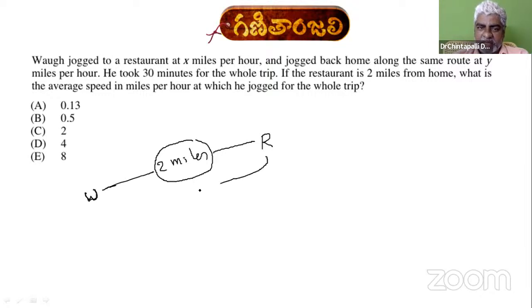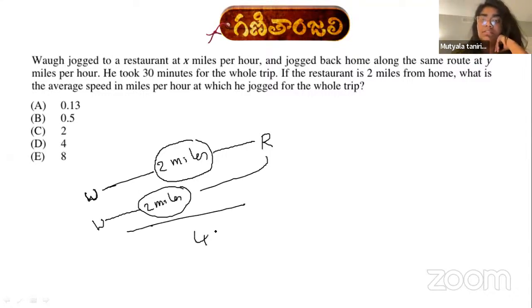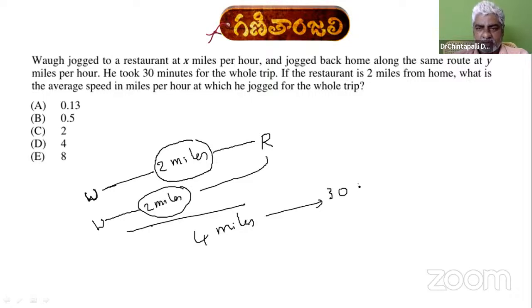Going 2 miles, returning 2 miles. Together it's 4 total miles. The distance is 4 miles. So he traveled 4 miles. Let us assume that he didn't spend any time there. According to this question, he took 30 minutes for the whole trip. So 4 miles in 30 minutes.